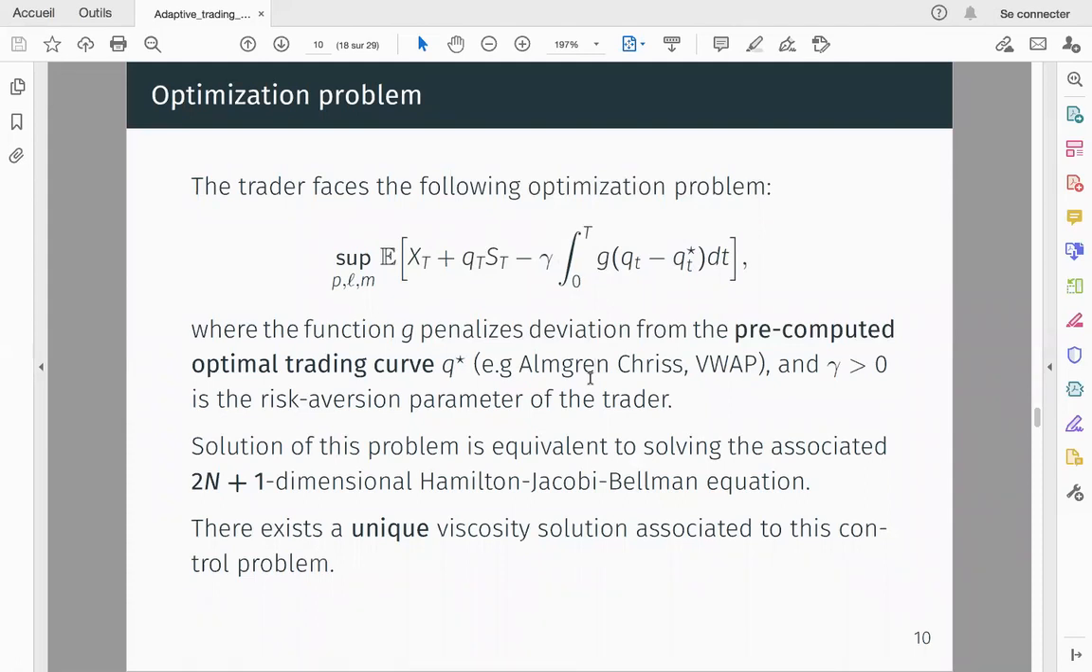So the solution of this problem is equivalent to solving a 2n+1 dimensional HJB equation. Why 2n+1? It's fairly simple. The 1 corresponds to the inventory Q. The first n variables correspond to all the imbalance processes, and the second n correspond to all the spread processes, because as you have an arithmetic Brownian motion, it does not appear as a state variable. And so we can prove, it is in the paper, but it's not really the topic today, that there exists a unique viscosity solution associated to this control problem.